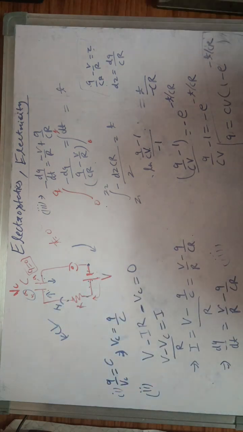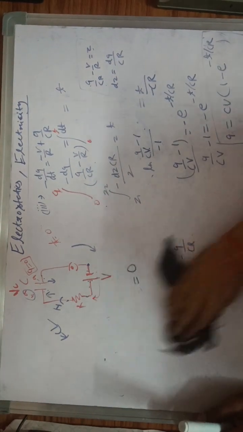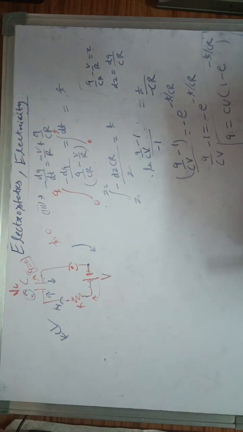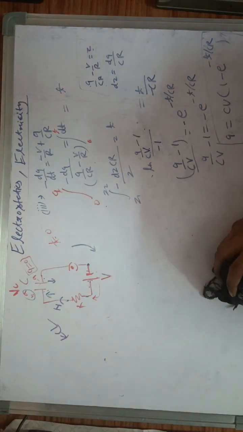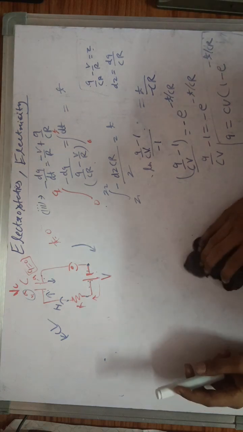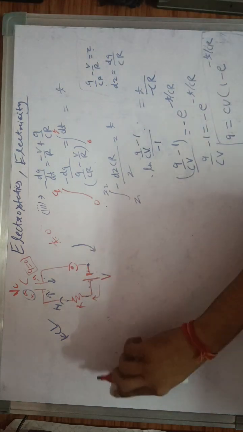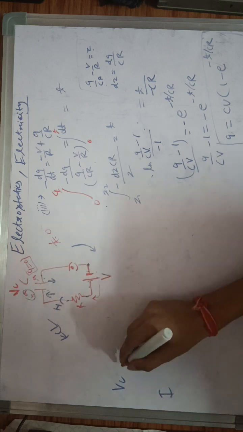Now for complicated circuits we can write this formula, and we have some tricks for complicated circuits for putting the value of resistance. But before that, let's derive the equation of VC and I in the circuit.